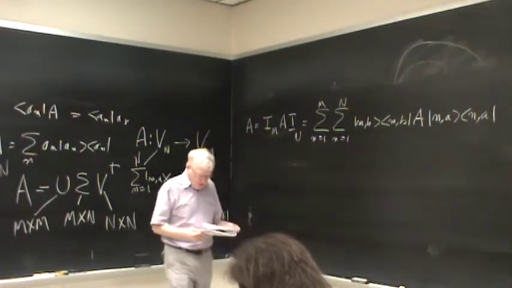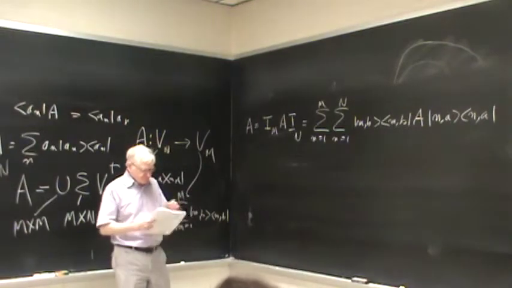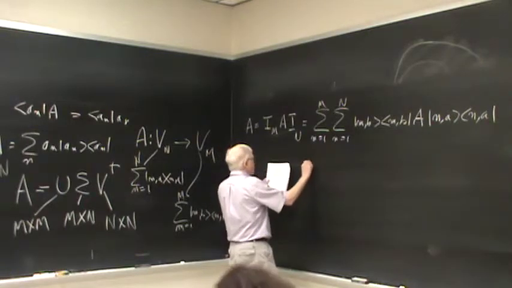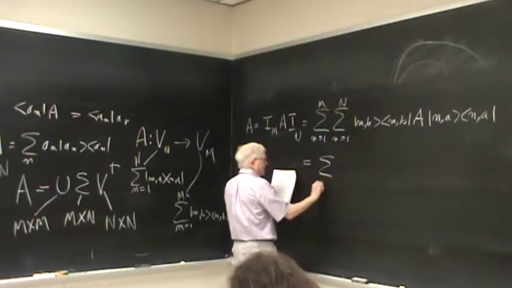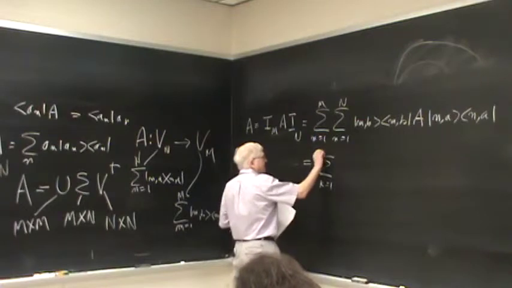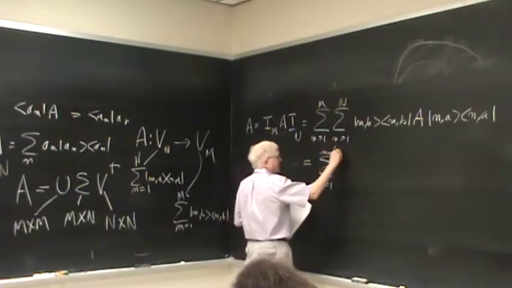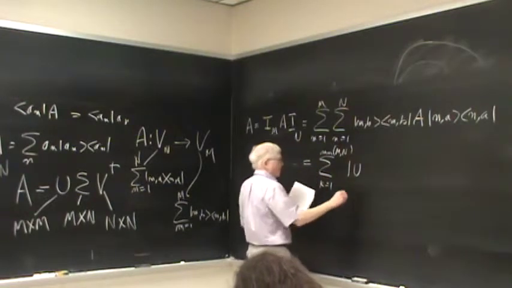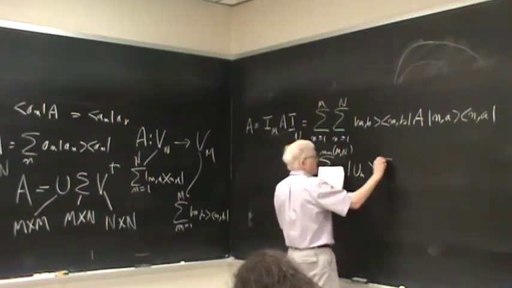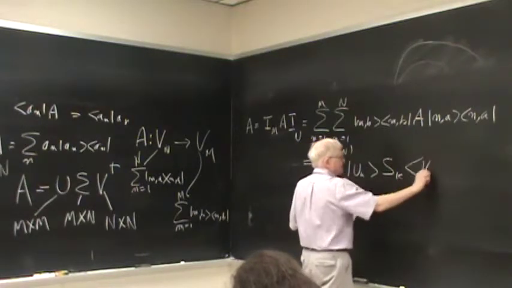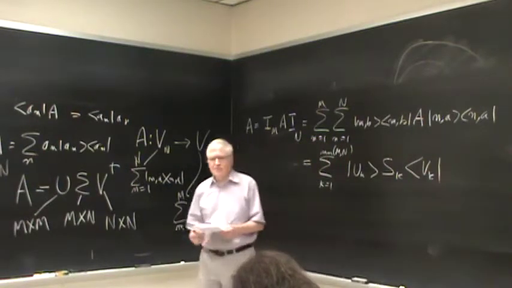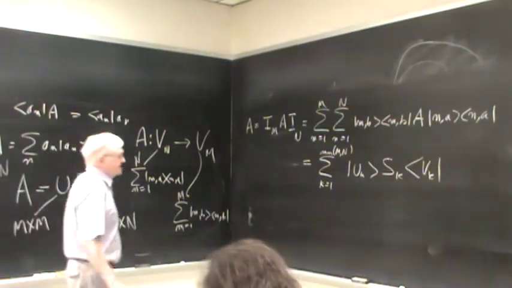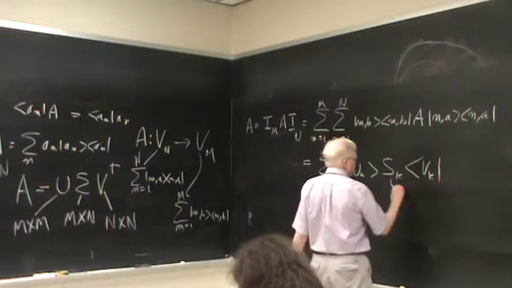And what you want to do is you want to pick a basis so that you can write this thing this way: a sum on k from 1 to the minimum of m and n. I wrote it as UK, SK, VK. So you want to write it as a sum of dyadics with positive singular values. So these are called the singular values.